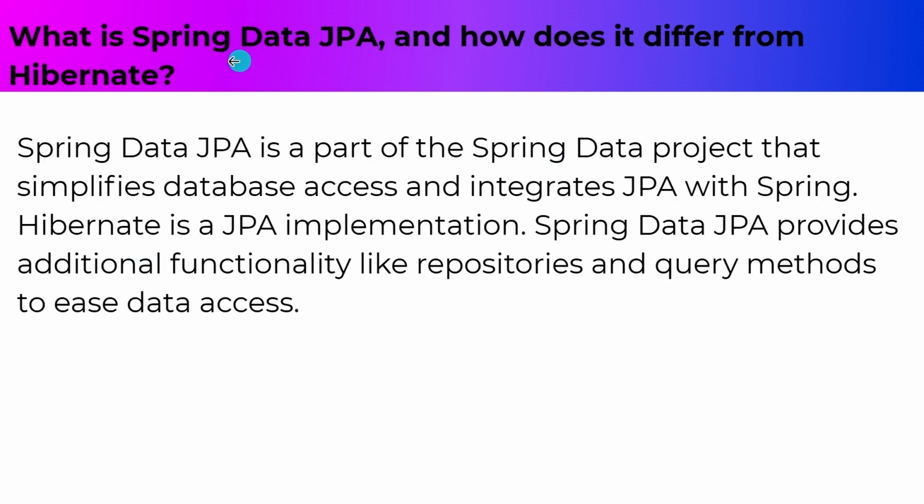Next one, what is Spring Data JPA and how is it different from Hibernate? Every fresher should know this. They should not confuse the difference between Spring Data JPA and Hibernate. Spring Data JPA is a part of the Spring Data project that simplifies database access and integrates JPA with Spring. Hibernate is a JPA implementation.